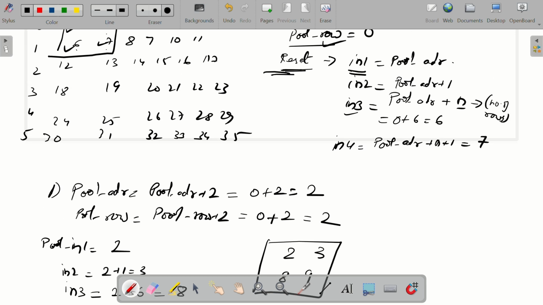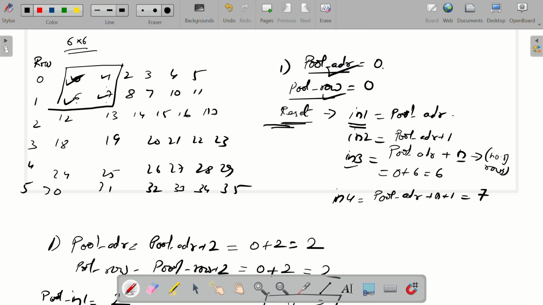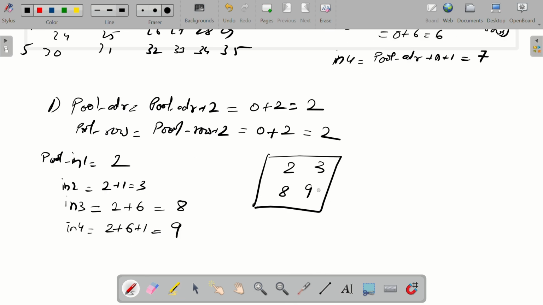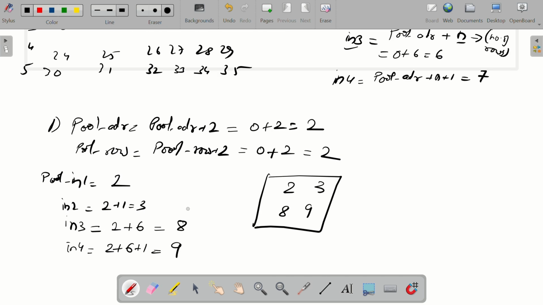What was the first set of pixels? The first set of pixels was 0, 1, 6, 7. And as you can see in the image, the next set of pixels is 2, 3, 8, 9. That is what we have achieved here using the equations.